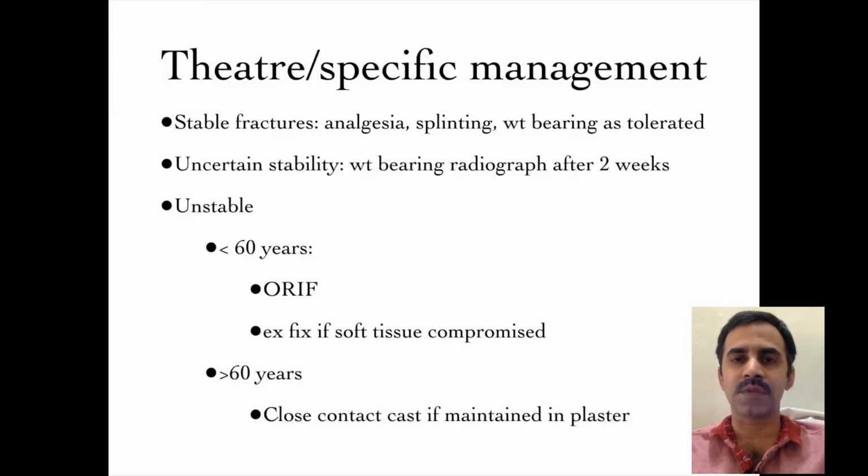We will come to the specific management. Usually it will be theater management. But for stable fractures, analgesia, splinting, and weight bearing as tolerated is the treatment of choice. We will come to how to assess the stability of the fracture later. If you are uncertain about the stability of the fracture, a weight bearing radiograph has to be taken after 2 weeks. For unstable fractures, if the patient is less than 60 years, open reduction internal fixation is the treatment of choice. External fixator is used if soft tissues are compromised. If the patient is more than 60, close contact cast is maintained in plaster.